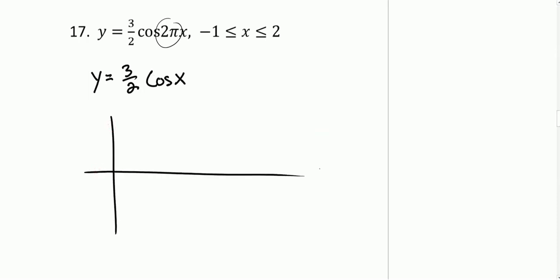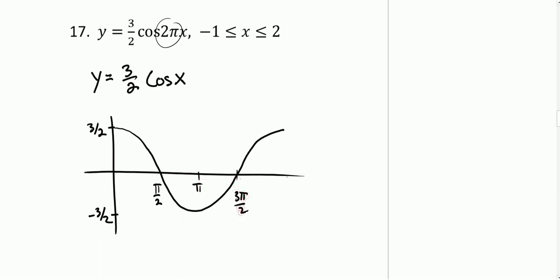So I start by drawing the basic cosine function shape. Start at your max, drop down to the min, back up to the maximum. We know that the amplitude is 3/2, so I mark 3/2 and -3/2 on the y-axis. And typically we have our key points at pi over 2, pi, 3 pi over 2, and 2 pi. And this is one typical period of the function.